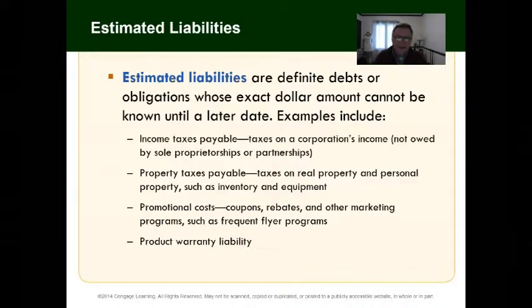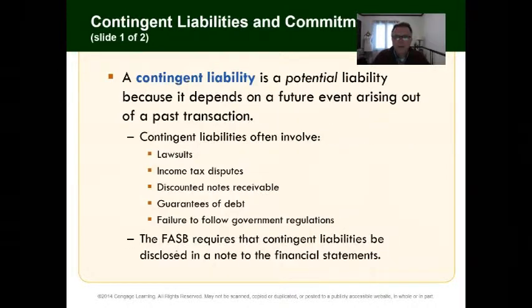The estimated liabilities are definite debts, but their obligations, the exact dollar amount is not known, is what I'm trying to say. So they're debts that you have to pay, but the amounts might float a little bit. Taxes payable, property taxes, promotional costs. Product warranty liability is a big one. It may or may not happen, but you've got to cover the cost for product warranty liability, for example. That would be an example of an estimated liability.